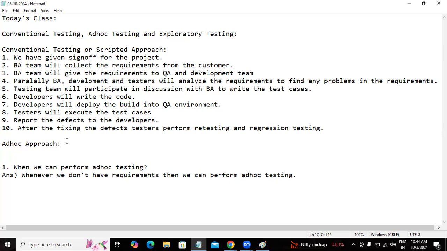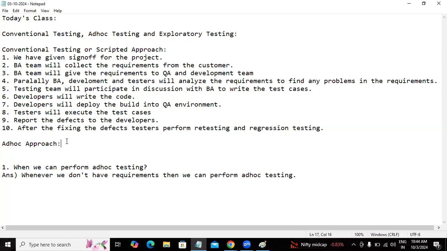Understand? Remember guys, this question is very, very important. In interviews, they are going to provide one application directly. They say you can perform Adhoc testing. But don't explain the application flow directly. You need to ask the first question: what is the customer expectation? Clear?